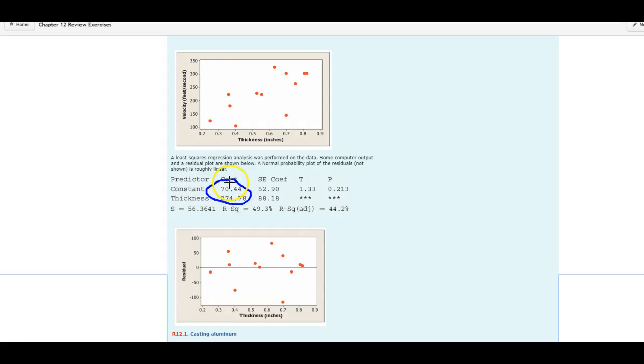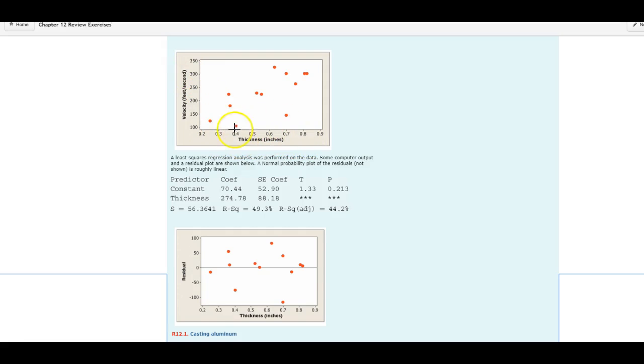So when I want the equation of the least squares line, though, I want to lock in on these two numbers, okay? The coefficient of the constant term, that's your y-intercept. So the y-intercept for this least squares equation would be 70.44. The slope would be 274.78. So we're trying to predict velocity, right? So it's going to be velocity equals 70.44 plus 274.78 times thickness, okay? You have your r squared number here, 49.3%. So what does that mean, right? It means 49.3% of the change in velocity is explained by thickness, okay?